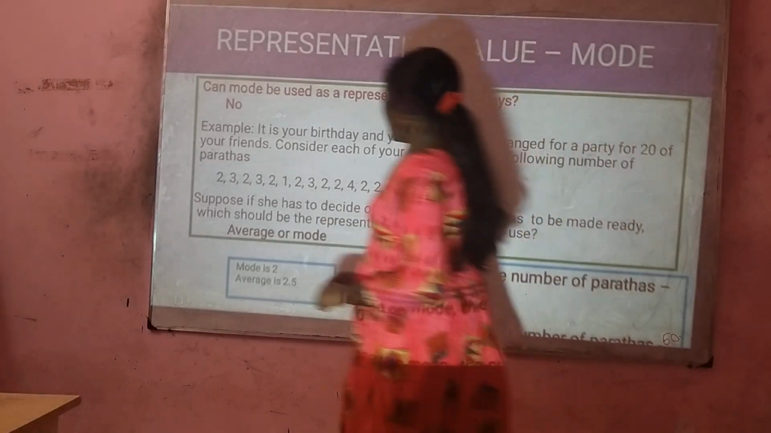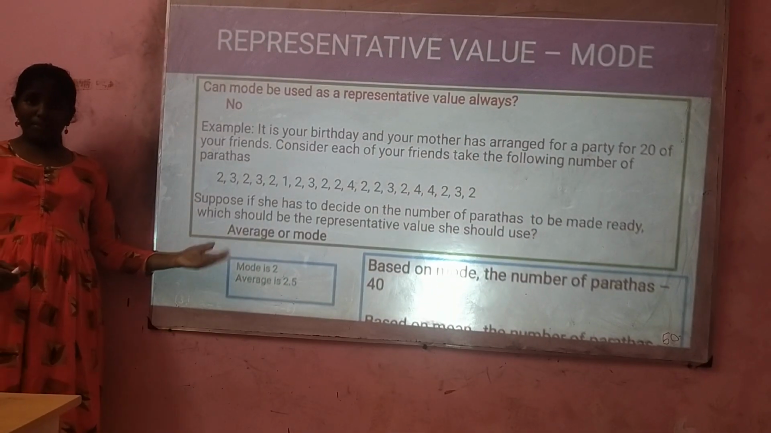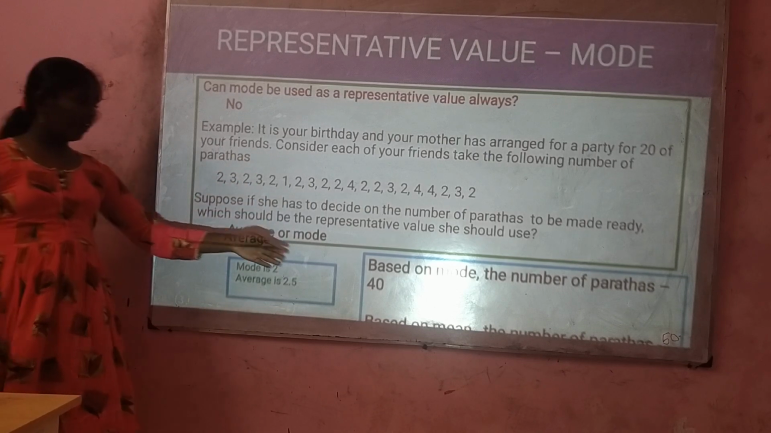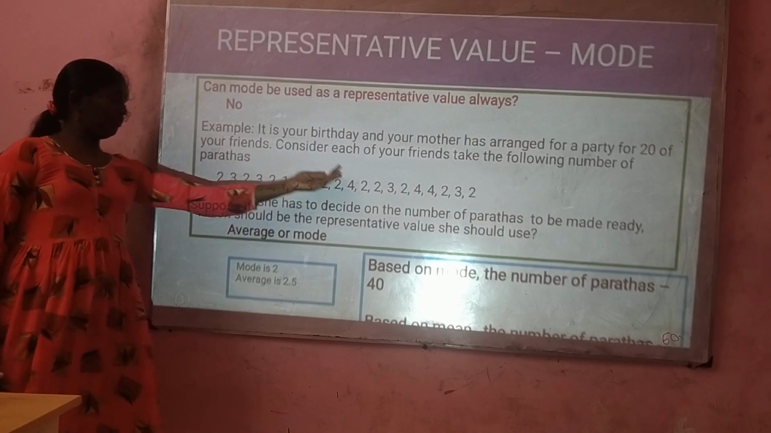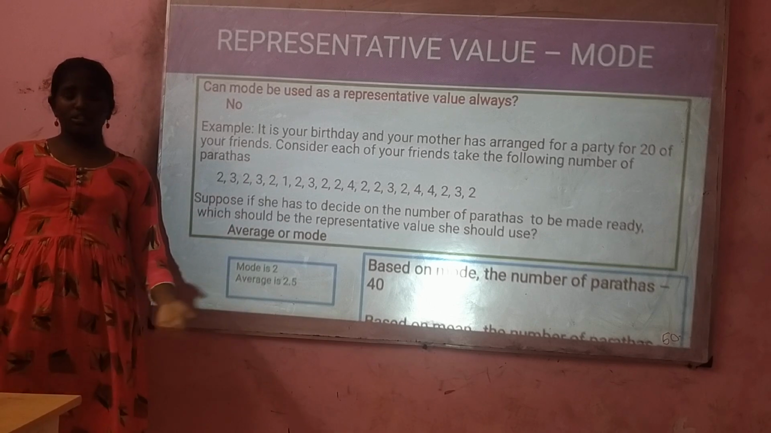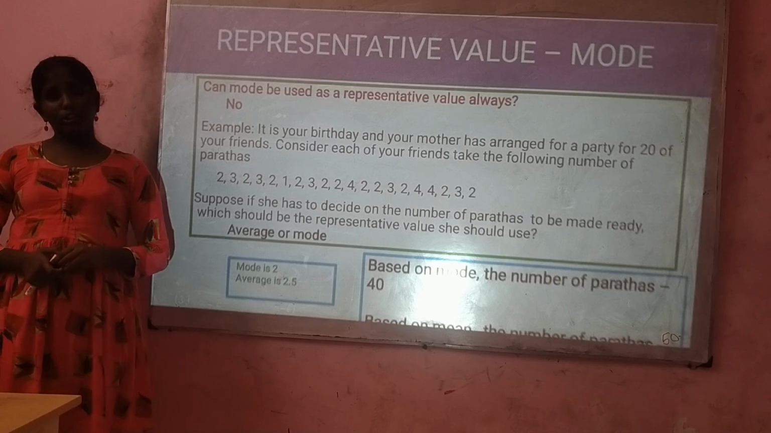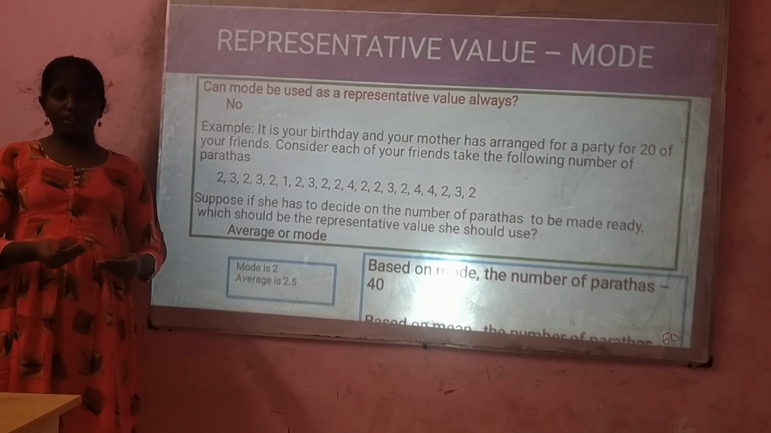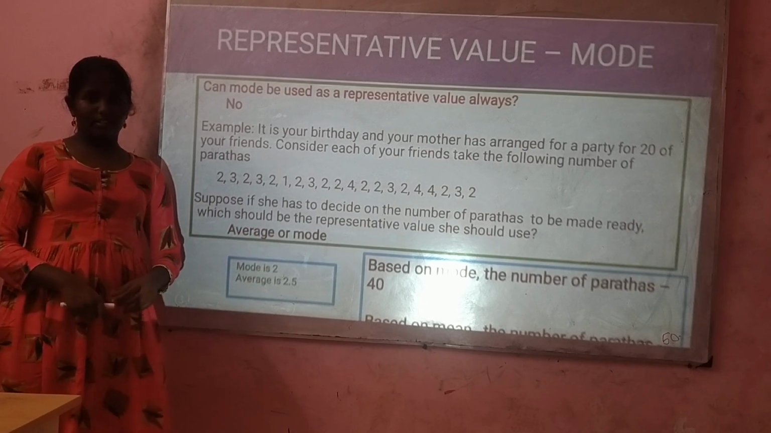So she can use average because many people eat. If she makes 40 according to the mode, some people eat 4, some people eat 1, so it may fall short or it may be too much. So she can use average, which is 50. If it falls short, she can give more. It won't fall short. If it's more, then we can reuse it later.